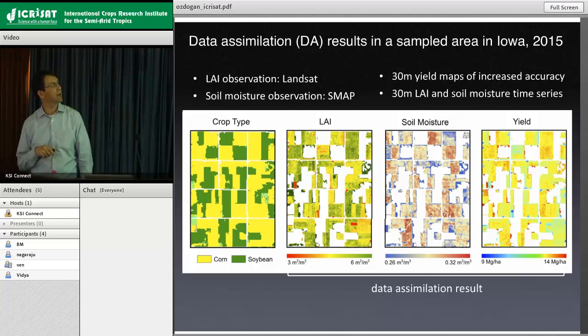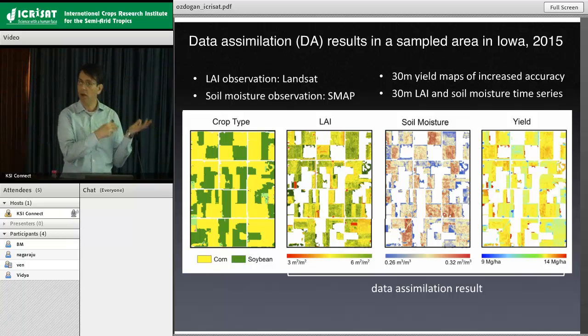And these are the types of products that you could generate from this. So here is a maize soybean crop type map for a particular year. This is for the state of Iowa. This is the LAI map that you would generate by using that statistical analysis that I told you earlier. Here is the soil moisture map for every field, and here is the yield map for every field. So again, I'm just showing you that there's possibility over here.